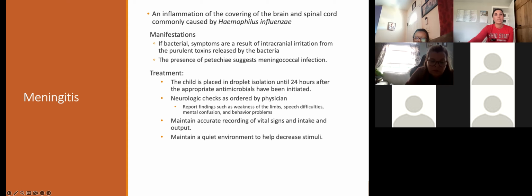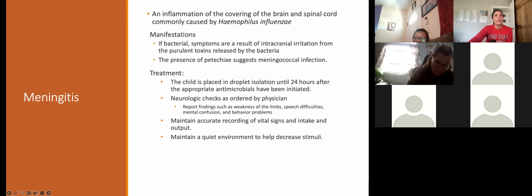Meningitis, we talked about this being inflammation of the brain and the spinal cord. We talked about group B strep being one of those common organisms. The other one is Haemophilus influenza. If we have bacterial meningitis, we can have intracranial irritation caused by those toxins that get released from the bacteria. One of the signs that we have meningitis is the presence of petechiae, so those little pinpoint red dots that we see.